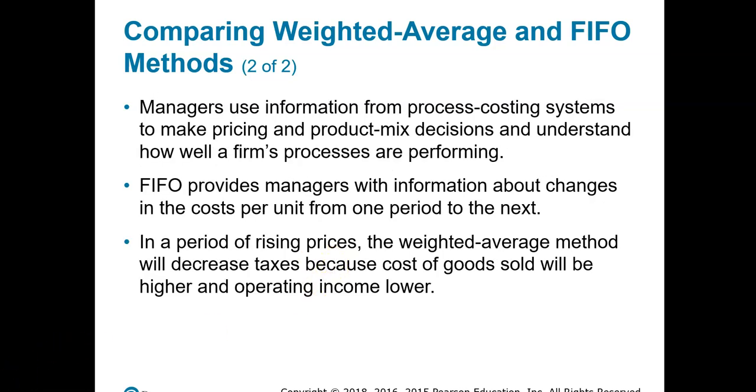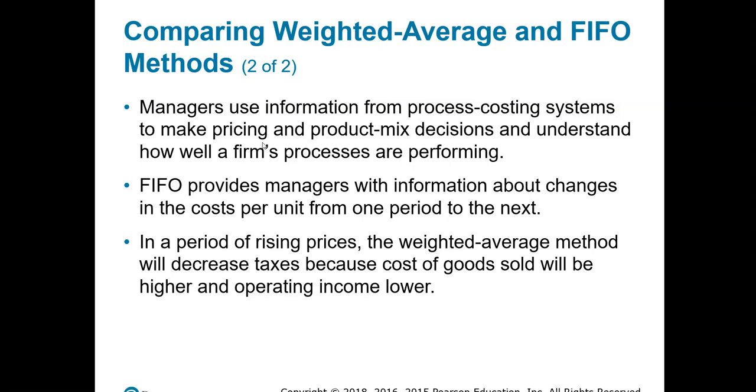Now, with regards to management decisions, managers will use the information for process costing systems because they're going to make pricing and product mix decisions, and they want to also understand how well a firm's processes are performing. First in, first out provides managers with information about changes in the cost per unit from one period to the next, whereas remember, weighted average method smooths out those costs.